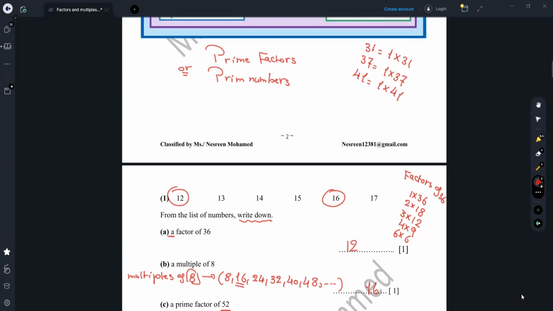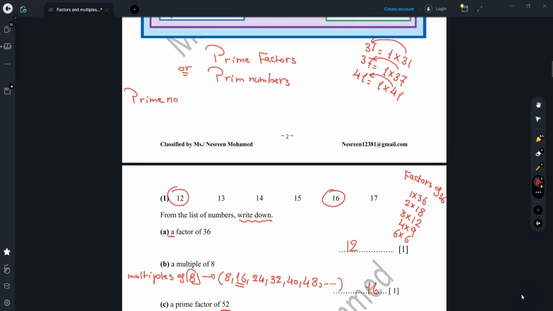So here, what is common between all of these numbers? That they have two factors, the 1 and the 31 itself, the 1 and the 37 itself, the 1 and the 41 itself. It means that this number has just two factors, the 1 and the number itself. We call this prime number. What do you mean by the word prime number?